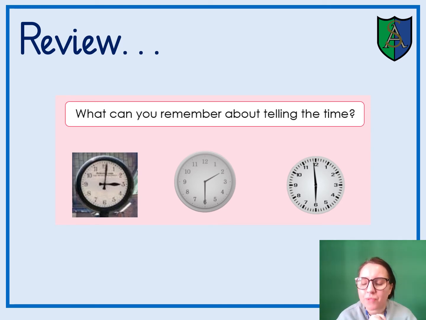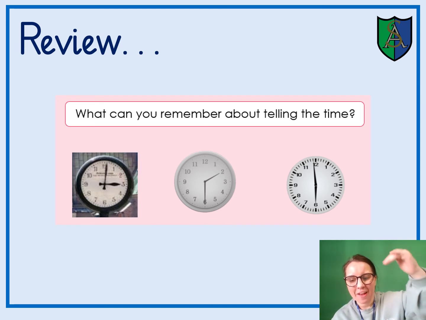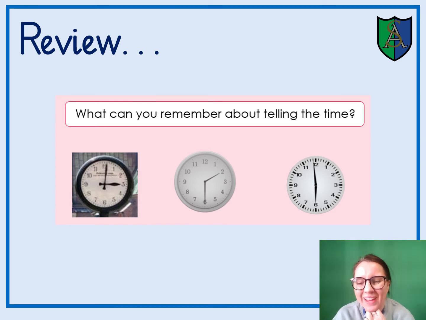We also know that our clock is divided into parts, isn't it? So we have a past side of the clock and a to side of the clock. And when we're on the past side of the clock, we count forwards in our multiples of 5, and when we're on the to side of the clock, we count backwards in our multiples of 5. So 25 to, 20 to, quarter to, 10 to, 5 to. Okay, so that's what we know about our analog clocks.